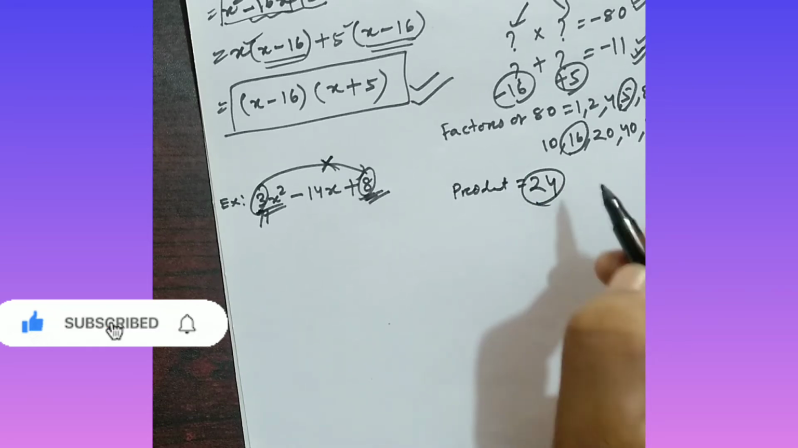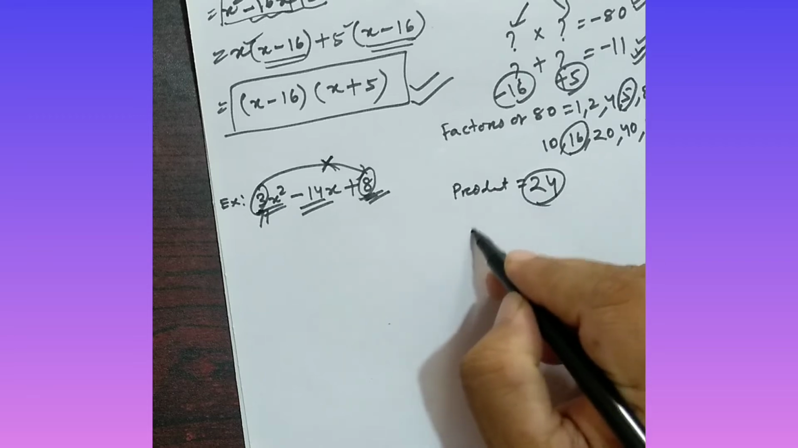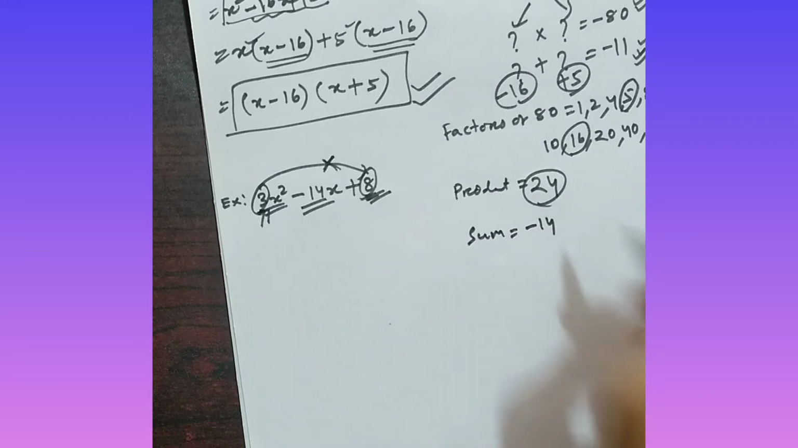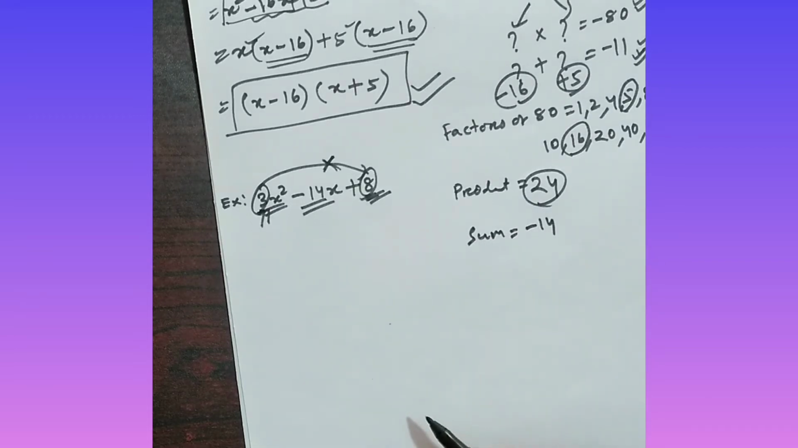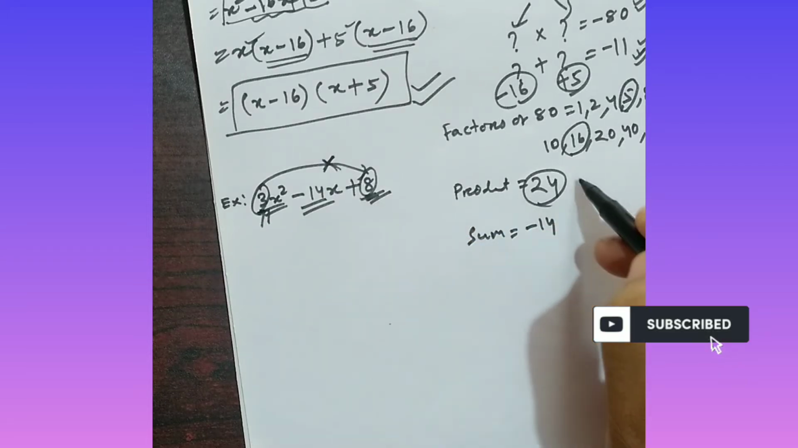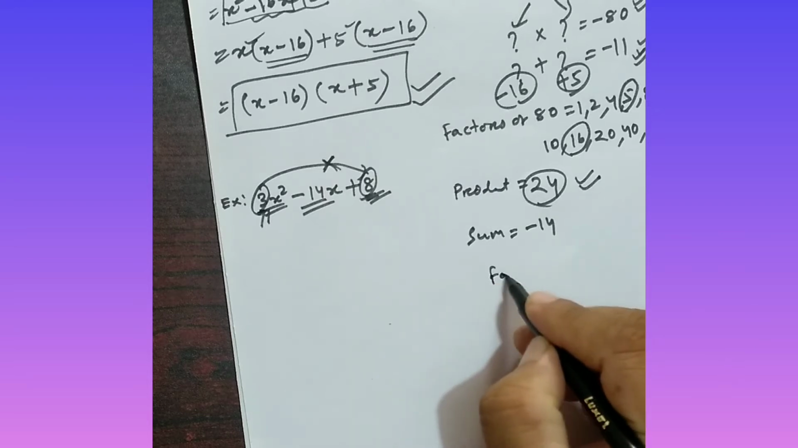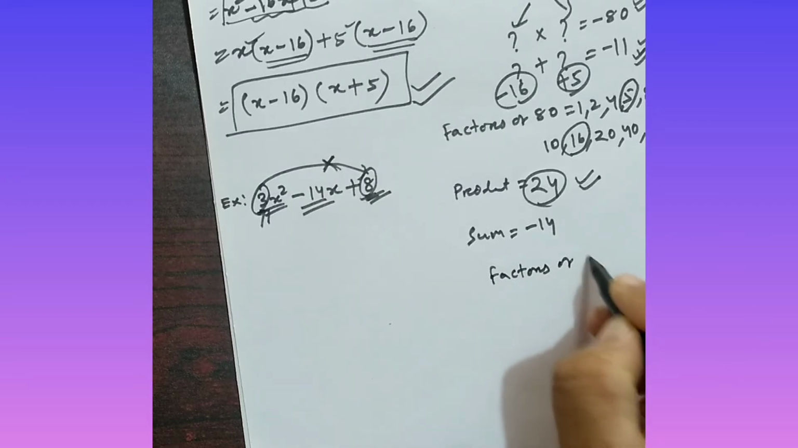Then look at the sum part. What is the sum value? It is minus 14 here. The sum part is minus 14, right? Okay, what do you have to do? Think about it. Before that, the product value is 24. First of all, you are going to find out the factors of 24.